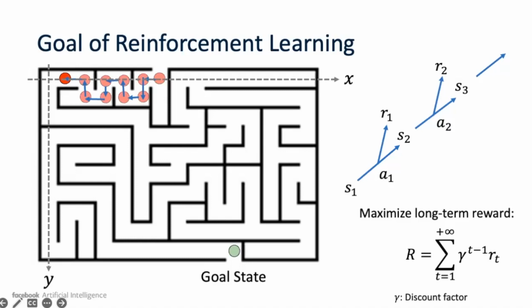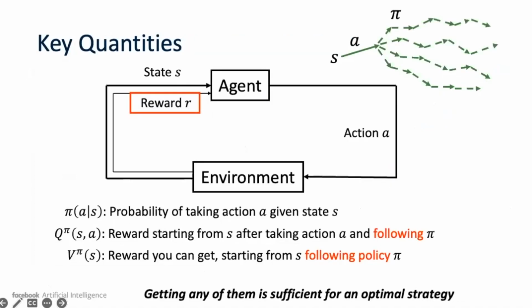You basically want to find the best strategy to move around in this world so that the long-term reward is maximized. Okay, so there are a few key quantities in reinforcement learning. For example, here you have 3 of them, right? First of all, you have this policy, which is basically the probability of taking action A given state S. You can also have a Q function and a V function. That is basically the reward starting from the state S, the expected reward out of it.